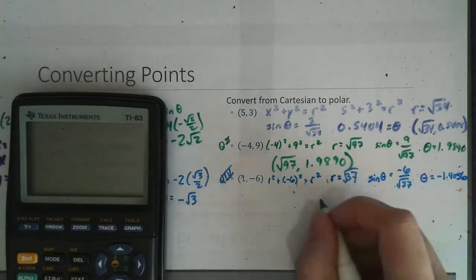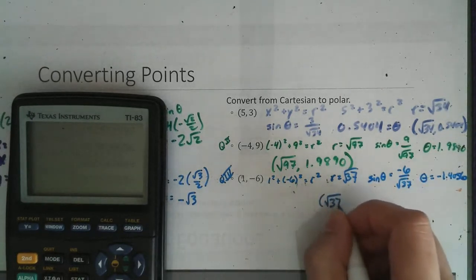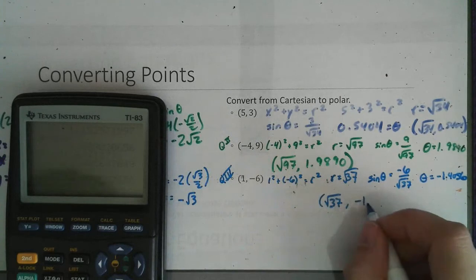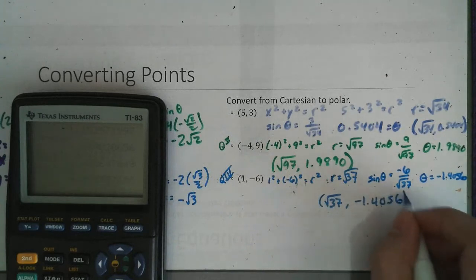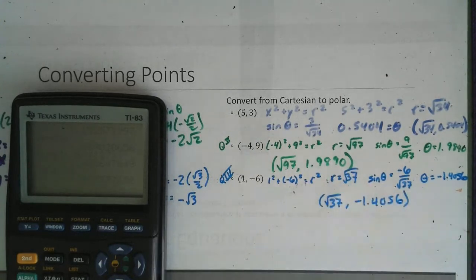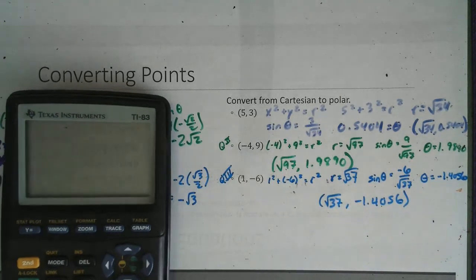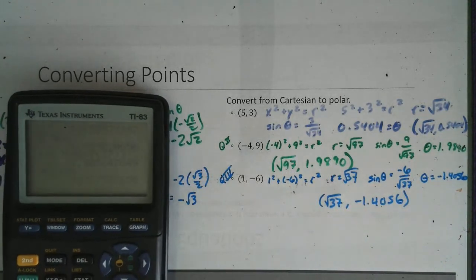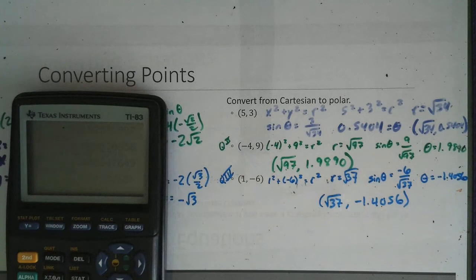So since I have an r and a theta, we get the ordered pair square root of 37, comma negative 1.4056. It would be just as accurate to say the square root of 37, comma 4.8775, because that lands in the same place when you plot it.